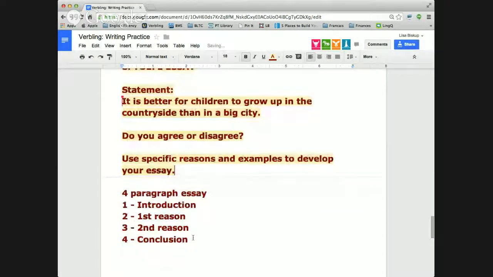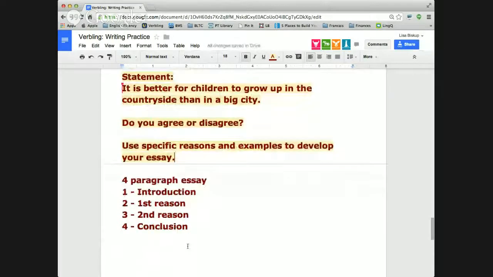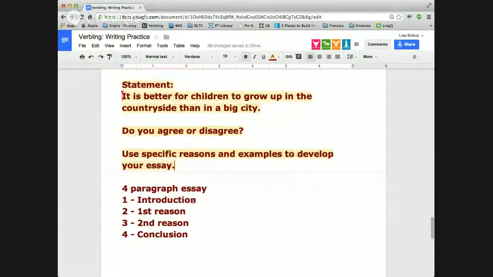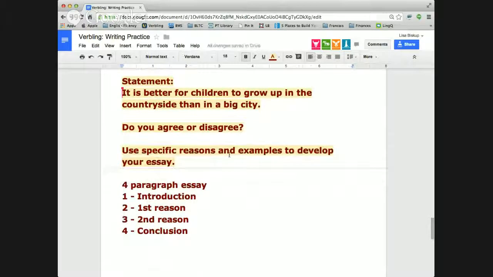So for this one, for the people who want to work on this, it's important to pick a side. So you either agree and you want to give reasons why you think it is better for children to grow up in the countryside. So maybe there's cleaner air, there's more freedom to move around, maybe you get to know your friends and other people in your town.